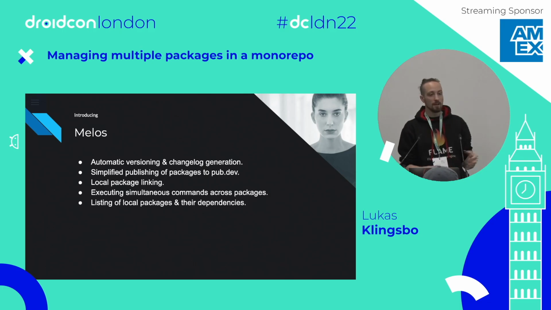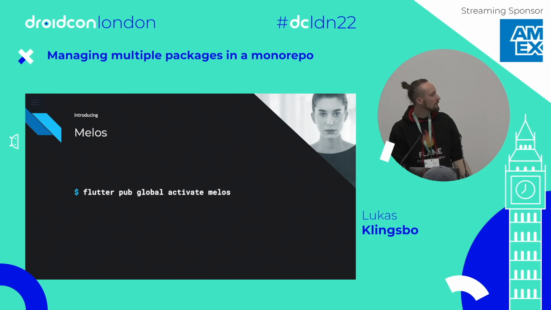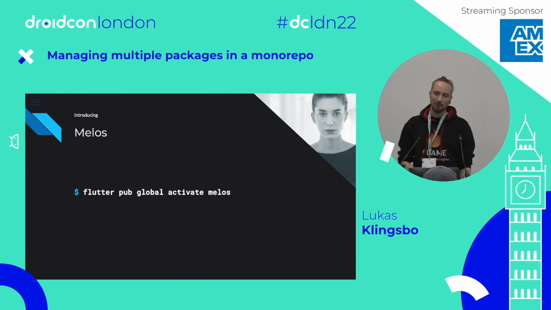And you can just easily list what packages you have in your repository. So I had no idea how many packages we had in our repository, for example, and I just listed them, and apparently we have 30 packages within our repository, which is quite a lot. And to install Melos, you just do flutter pub global activate melos, and then you have it on your system if you have added the path to the binaries.